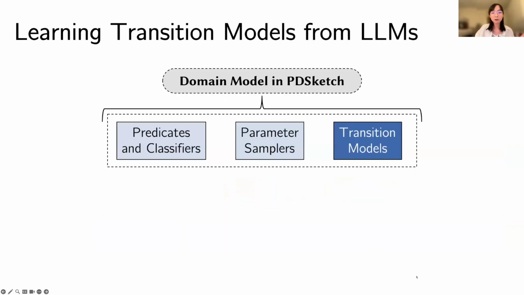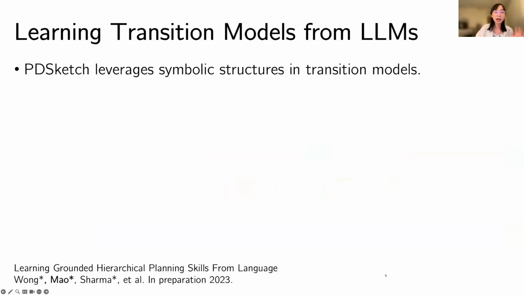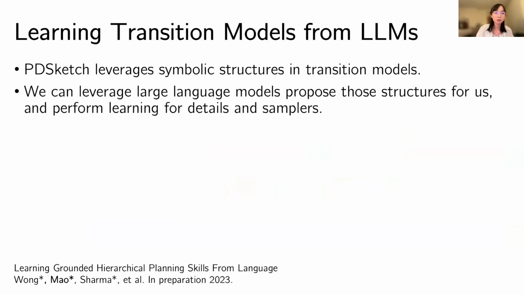The third idea I'm going to talk about is how we can accelerate the transition model learning. The high-level intuition is the following. We have seen so far that a model like PD sketch really leverages symbolic structures, some kind of code definition for the transition model, to improve data efficiency during learning and also planning time efficiency. So the concrete idea we are going to explore is whether we can leverage a large language model to propose those structures to us instead of just asking human programmers to write down everything.